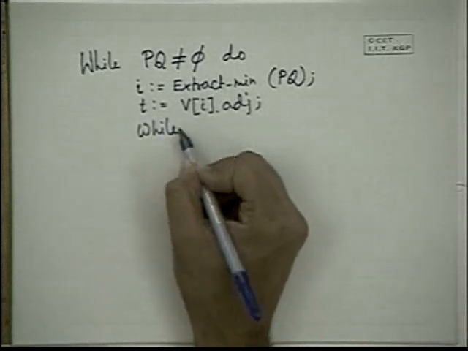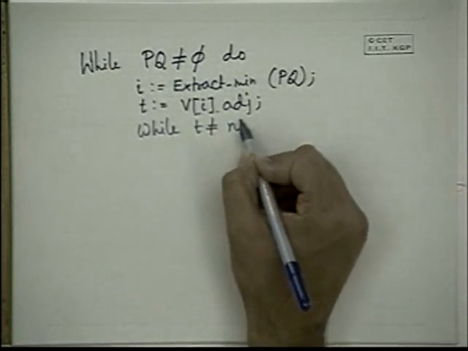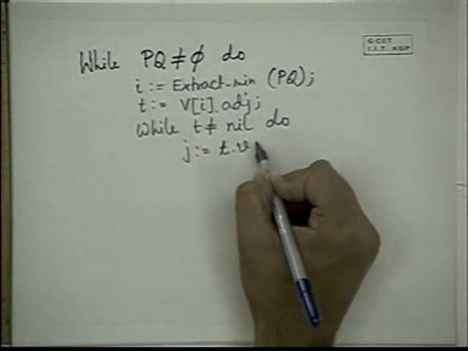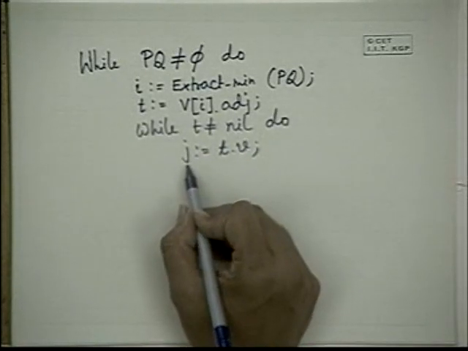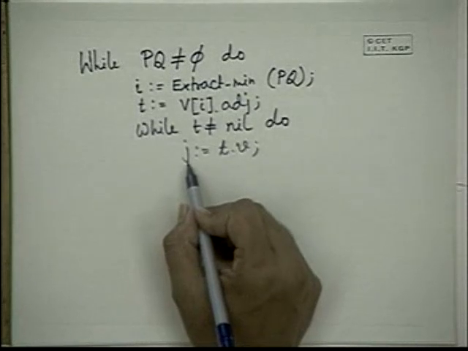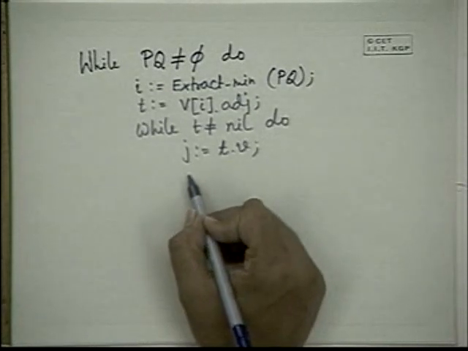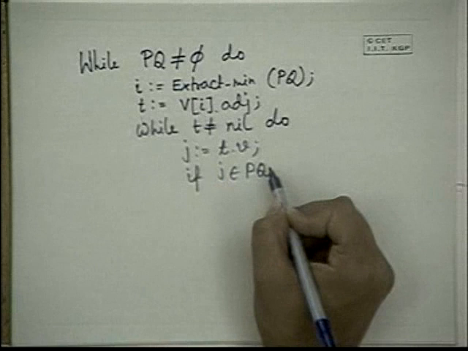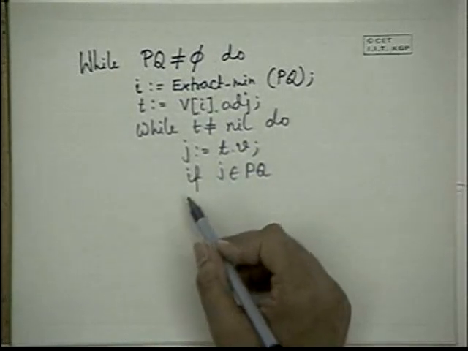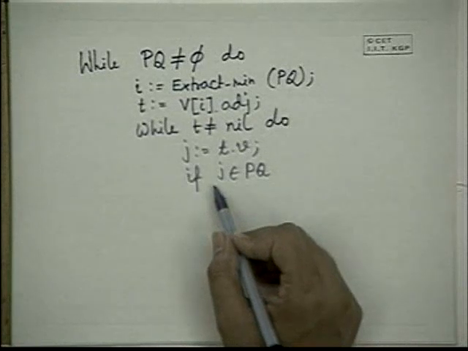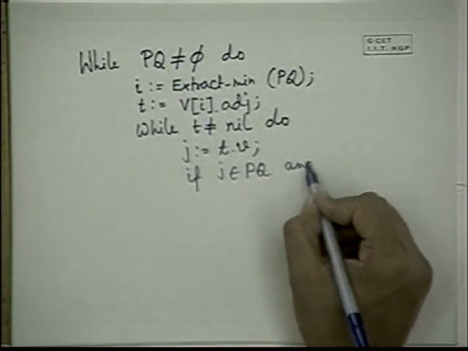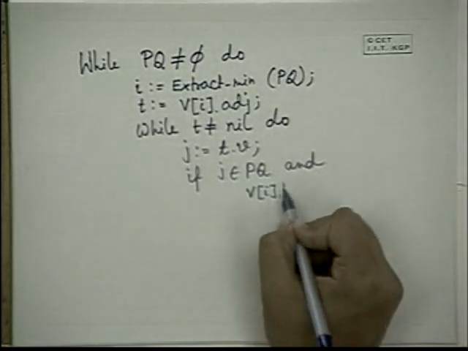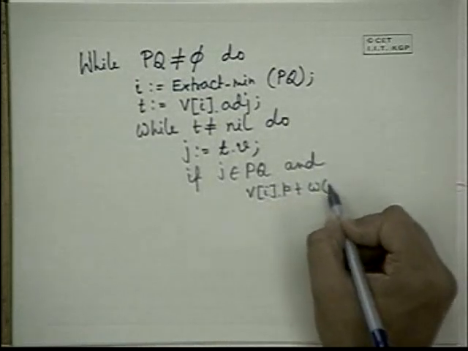while T is not equal to nil, do j is equal to T dot V. So this will give you the index of the vertices which are neighbors of I basically. So you are going through this list. If j belongs to PQ, you have to remember whether j is already in the set or not, that is checked here. If j belongs to PQ, and what is the weight? How do you calculate the weight? Vi dot P plus Wij.